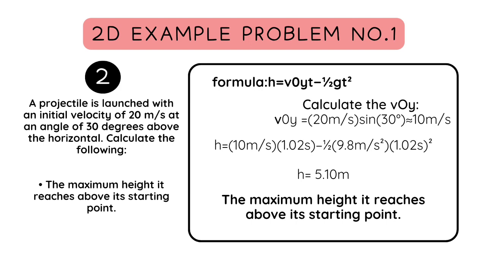So first we need to calculate V0y. V0y is equal to 20 meters per second times sine 30 degrees. It is equal to 10 meters per second. Now plug in the values to find h. Height is equal to 10 meters per second multiplied by 1.02 seconds minus 1/2 multiplied by 9.81 meters per second squared multiplied by 1.02 seconds squared. So the height is equal to 5.10 meters.